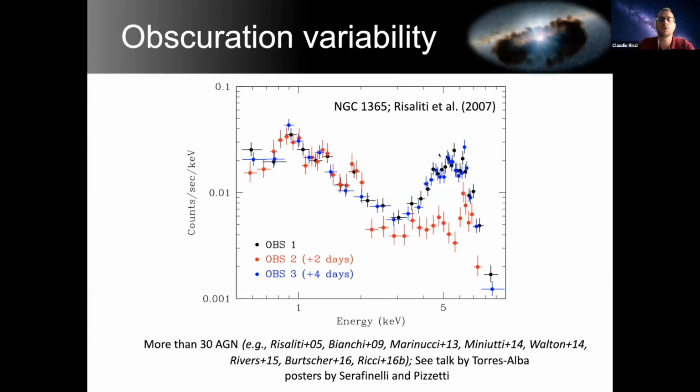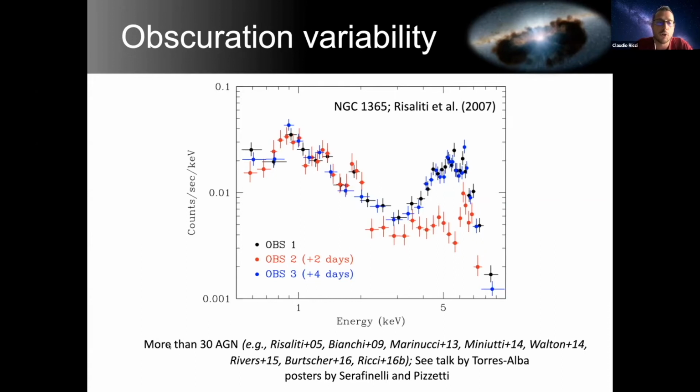Probably the most famous is the prototypical changing obscuration AGN NGC 1365. This is an object that has been shown, as you can see here, to have very rapid variations of the line of sight column density. You can see the black and blue points here have column densities of a few times 10^23. And then all of a sudden, between the first and the third observation, you can see that the column density increased very rapidly. And for this system in particular, we know nowadays that these variations can last even only a few hours.